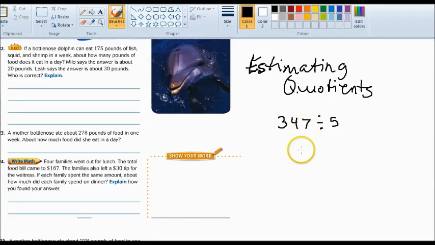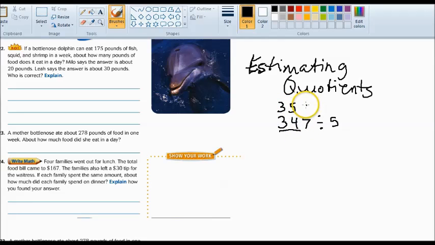Now if I have the number 347, what we're really looking for is a multiple of 5 that is close to 347. And as I said yesterday, we really don't want to look at the last number. We really want to just look at the first 2 digits of our 3-digit number, 34. And think about what number would be close as a multiple of 5 that's close to 34.